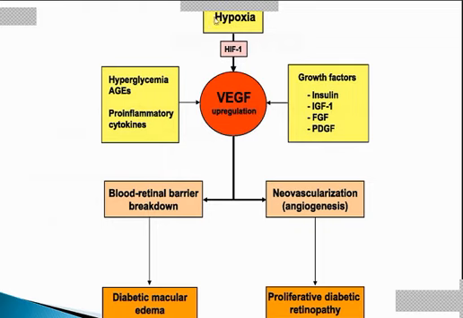This is the flow chart showing hypoxia and VEGF upregulation. Other growth factors may also produce VEGF. These are insulin, IGF-1, FGF-1, PDGF-1. Others are hyperglycemia, AGEs, and pro-inflammatory cytokines. This will lead to blood retinal barrier breakdown, leading to diabetic macular edema and neovascularization, proliferative diabetic retinopathy.